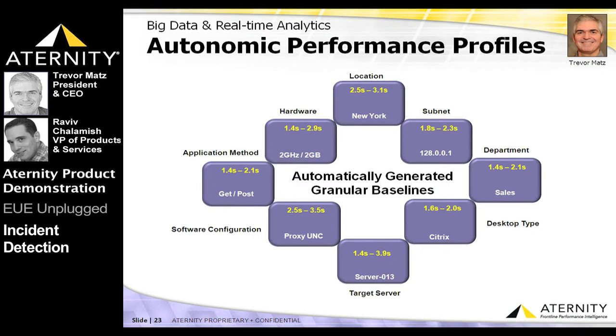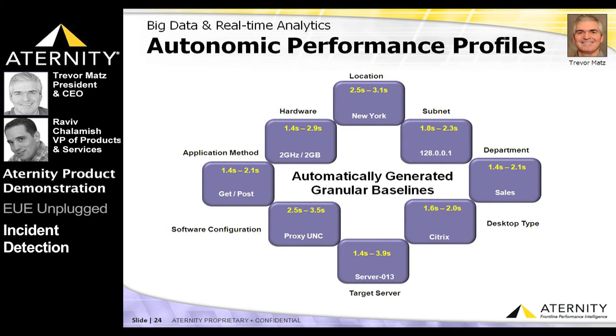So at the heart of the Aternity FPI platform is a real-time analytics and event correlation engine. For every application performance metric we collect, we automatically generate an autonomic performance profile, or a baseline. These baselines are automatically regressed, or split, by location, by subnet, by target server, or hardware configuration, for example. This is all done out of the box without any user definition whatsoever. So you have the most granular baseline for any group of users that are experiencing the same performance.